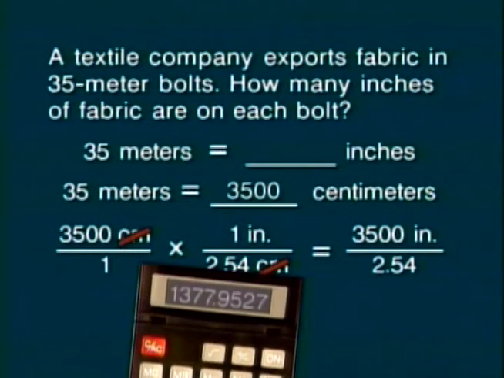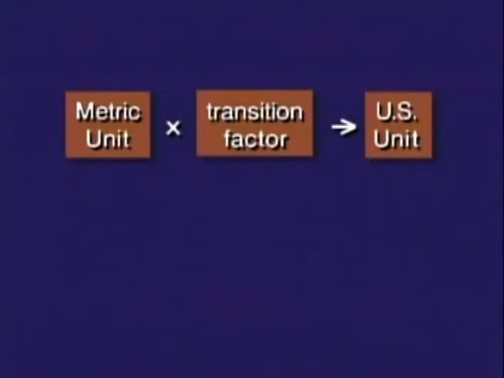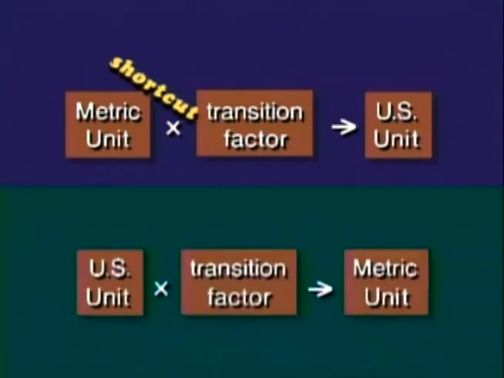Dividing the numerator by the denominator and rounding to the nearest whole number gives us the same answer, 1,378 inches. Using the decimal method to convert metric units is a shortcut we'll use in the rest of this lesson. When we convert from metric to U.S. units, we can use the shortcut before multiplying by the transition factor. When we convert from U.S. to metric units, we use the shortcut after multiplying.